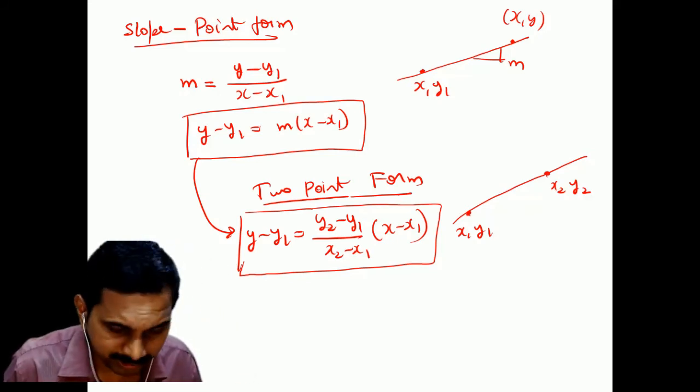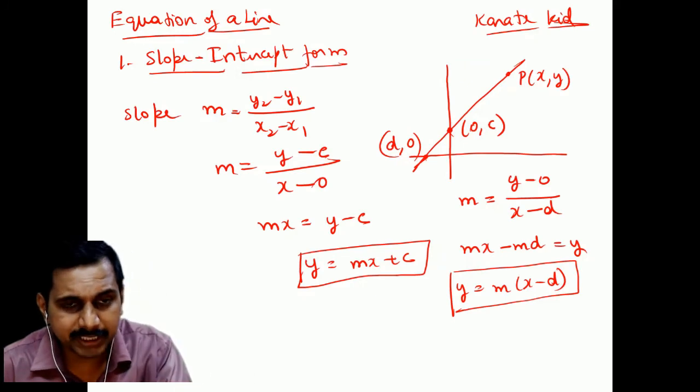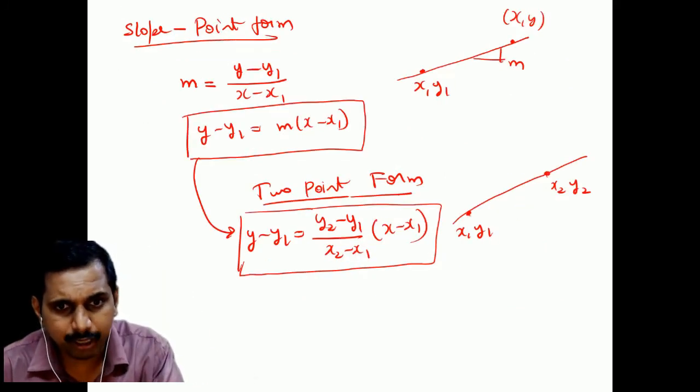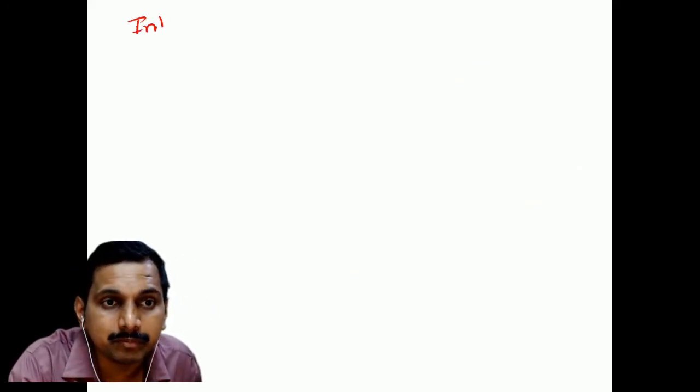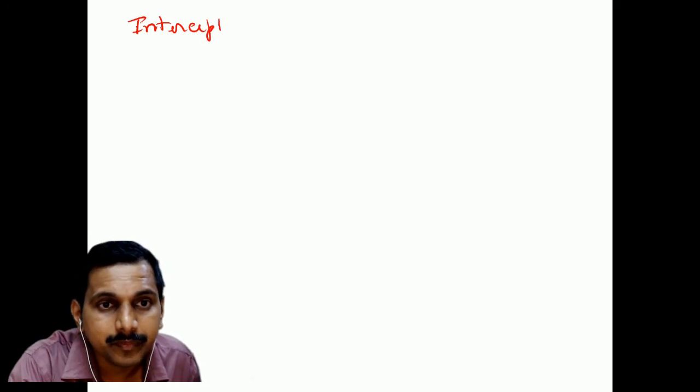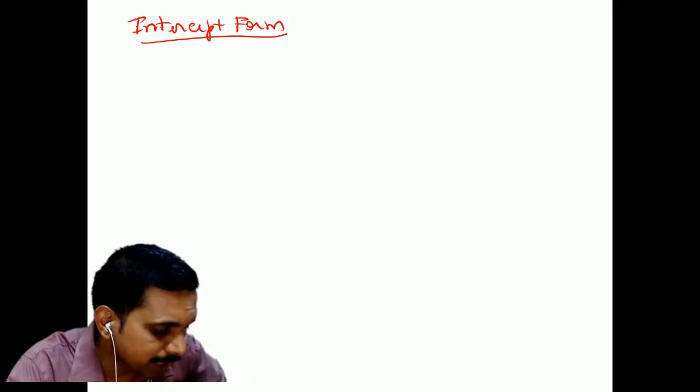No, sir. Fine. So we have gone with slope intercept form, slope point form, 2-point form. Okay. Next one is intercept form, not slope intercept form, only intercept form. How do we do that?